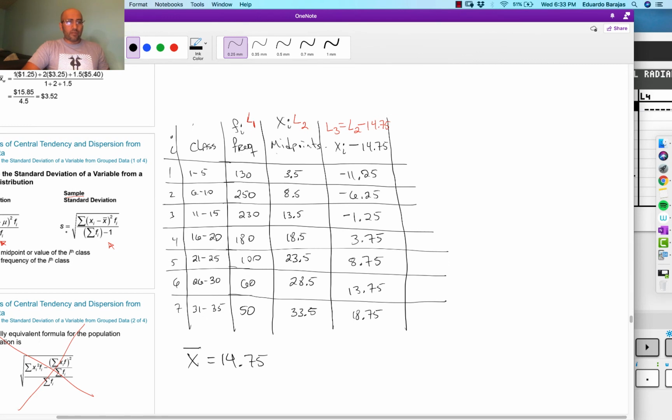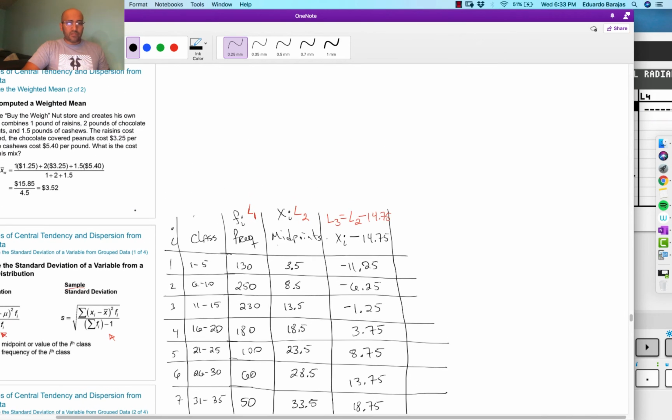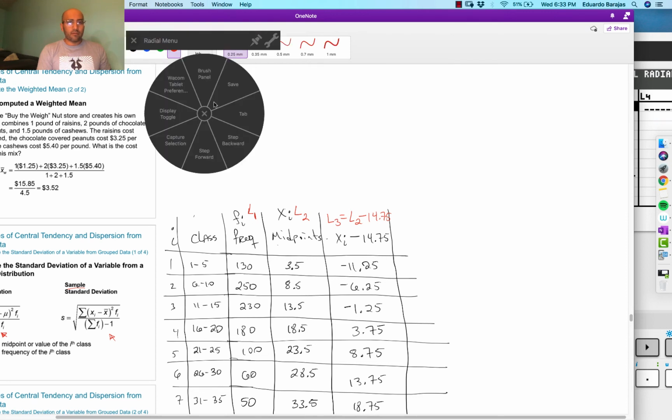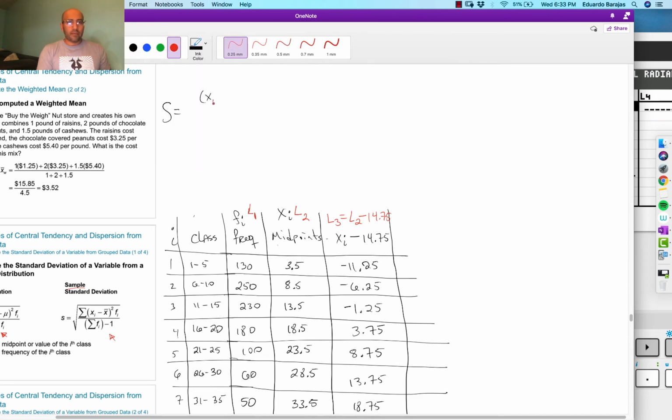We want to use this formula, right? And remember, let me expand that just in case it's not super clear. We have S is equal to, and we have X sub i, minus X bar, parentheses squared, f sub i, right? That's that numerator. And then we have this notation there.